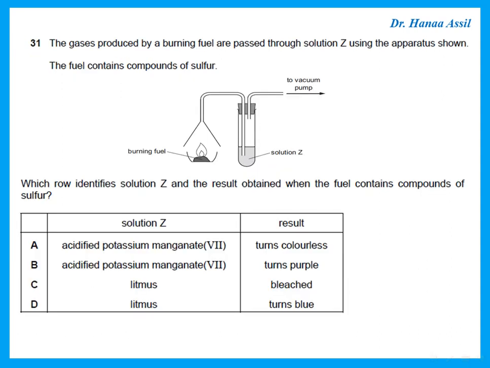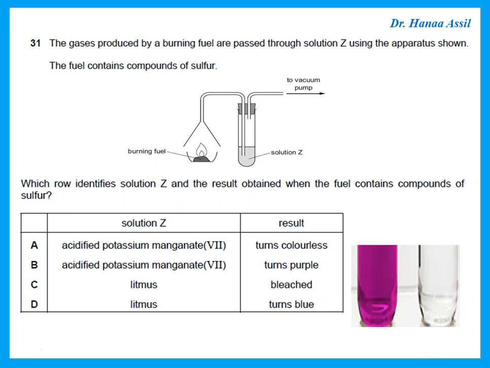The gases produced by a burning fuel are passed through solution Z using the apparatus shown. The fuel contains compounds of sulfur. Remember that if we have a fuel that contains compounds of sulfur, when I burn it, it gives sulfur dioxide. So which row identifies solution Z? Which solution do we use to test for sulfur dioxide? Remember that we use acidified potassium permanganate. If I use acidified potassium permanganate, then it will turn from purple to colorless. So it turns colorless.